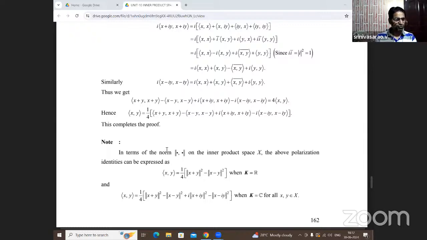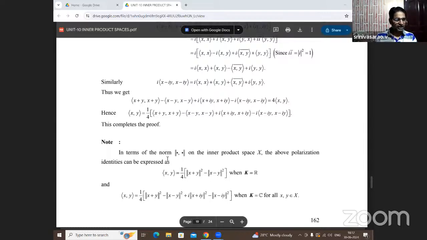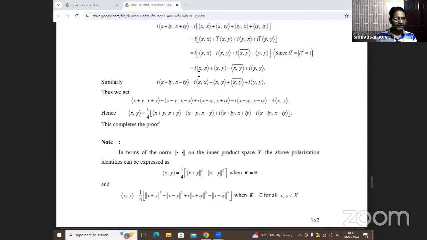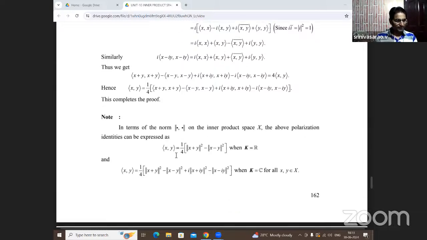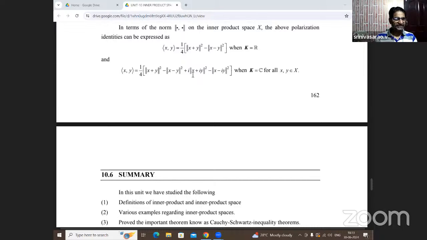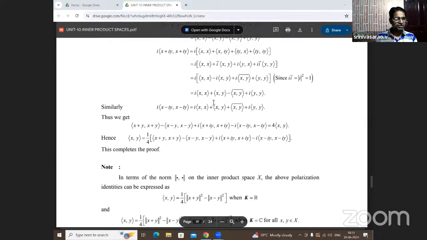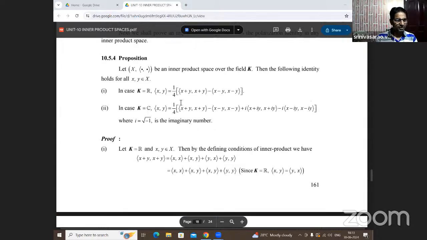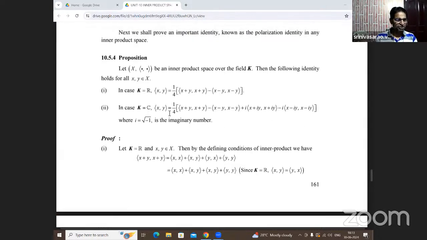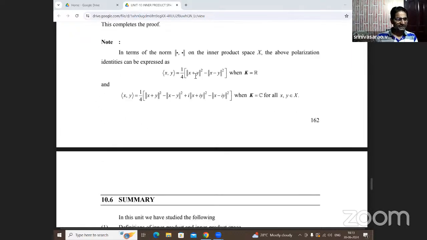This is one of the most important, students. Listen carefully. Now, what is the polarization identity? According to the above proposition, the inner product of x and y equals 1 by 4 of norm x plus y whole squared minus norm x minus y whole squared, if K is the real numbers. If K is the complex numbers, then the second identity applies. The above proposition is called the polarization identity. Now we must define it under the norm condition, so that is called the polarization identity.